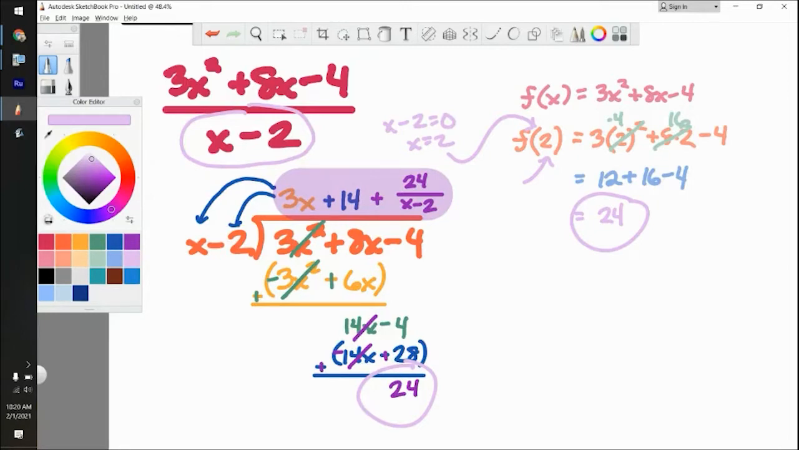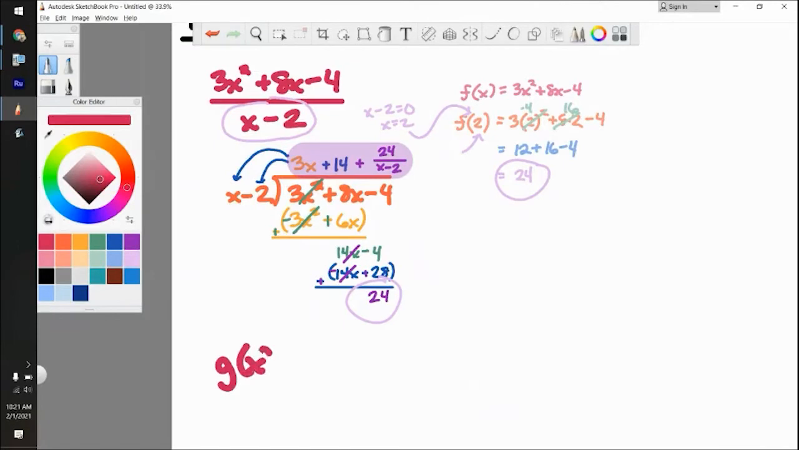Now, if the remainder is 0, that means that whatever is on the bottom is a factor. Okay, this one is not a factor because the remainder is 24. Okay, so there will be certain questions on your practice problems that say, is the following a factor? And you would say no, because there's a remainder. Okay, so if the question was, is x minus 2 a factor of the top one? And you'd say no.